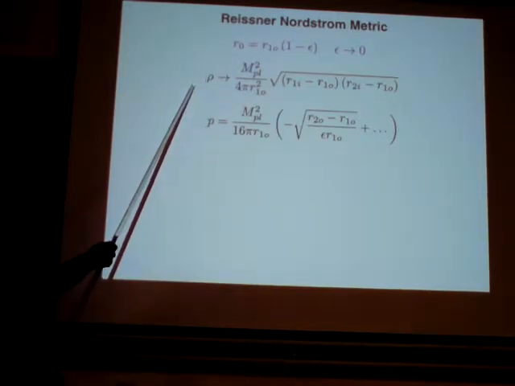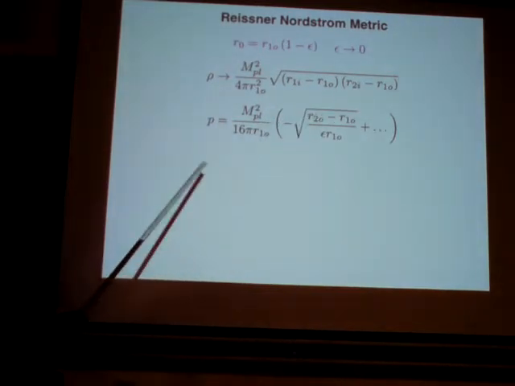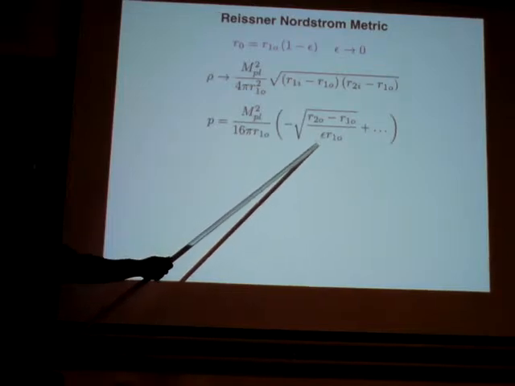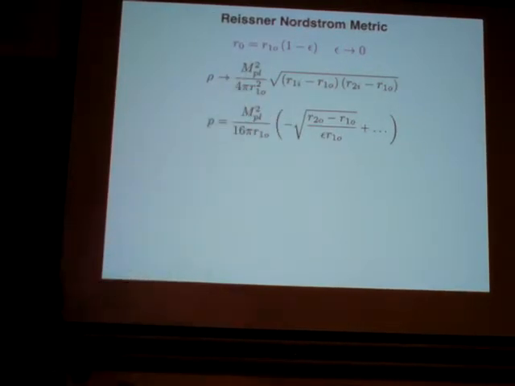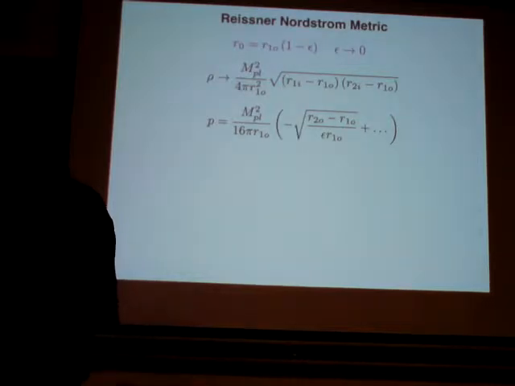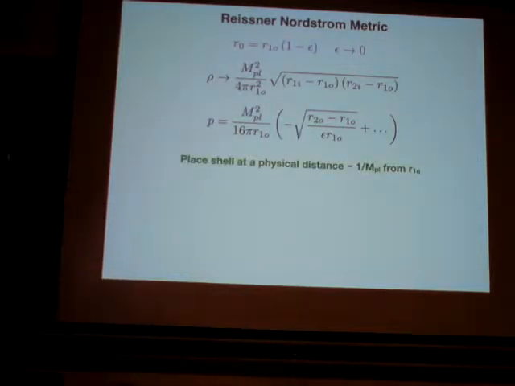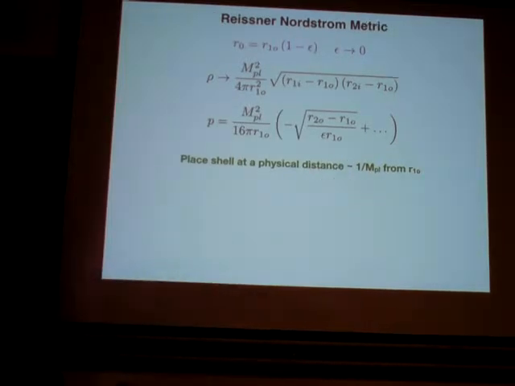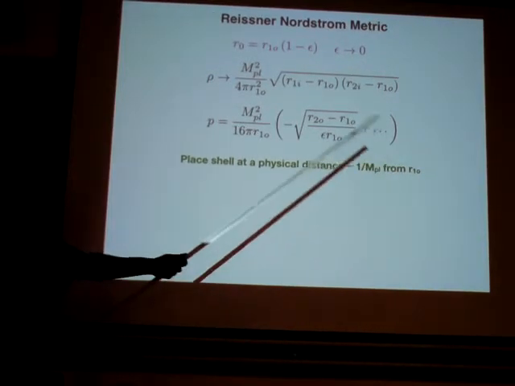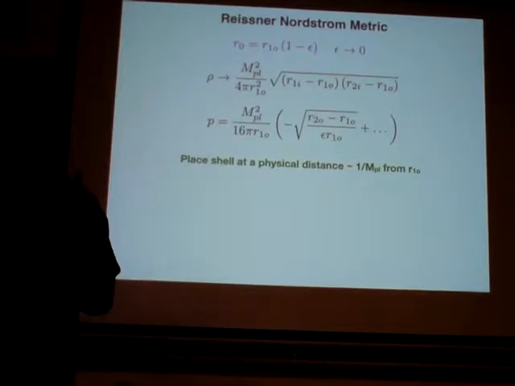The density is a finite quantity. It is that particular thing. And the pressure is actually something that is divergent with epsilon. As epsilon goes to 0, the pressure actually diverges. It is this particular thing. And now we do something physical. We're basically going to require that I want to place the shell at a physical Planck distance away from the inner horizon. Okay, that's physically what I want to do.